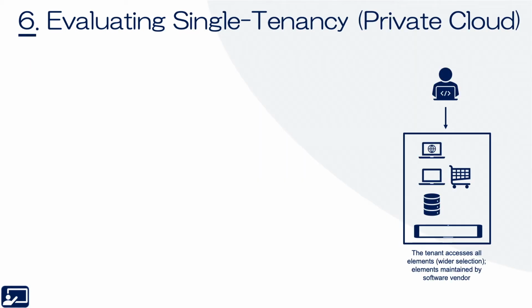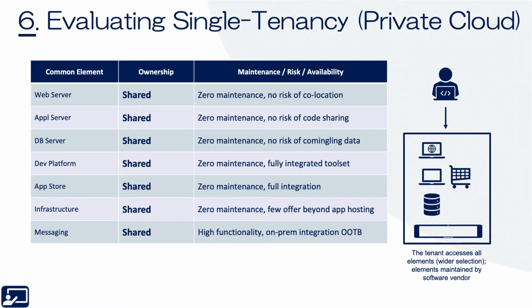Evaluating single tenancy private cloud. So once again, you see the imagery there on the left, right. And then we'll take a look at the common components. So here your web server shared, but it's maintained by, in this case, let's use the example of Oracle. You have a web server, but you don't have to maintain it. You have an app server, great, not shared. Well, shared in terms of maintenance, not shared in terms of commingling. Same with the database server, same with the development platform. App store is shared. Infrastructure may or may not be shared, right?